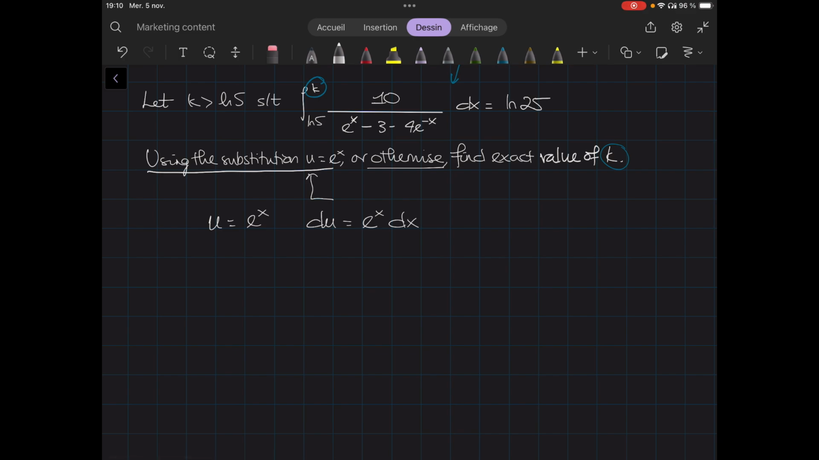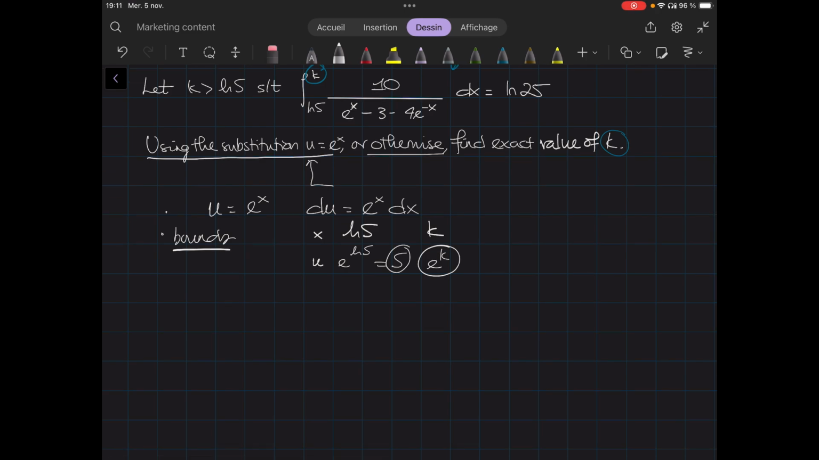When making the substitution, we'll also change the bounds. The original bounds for x were ln 5 and k. Therefore, the bounds for u are going to be e to the ln 5 and e to the k. e to the ln 5 is equal to 5. So the new bounds are going to be 5 and e to the k.